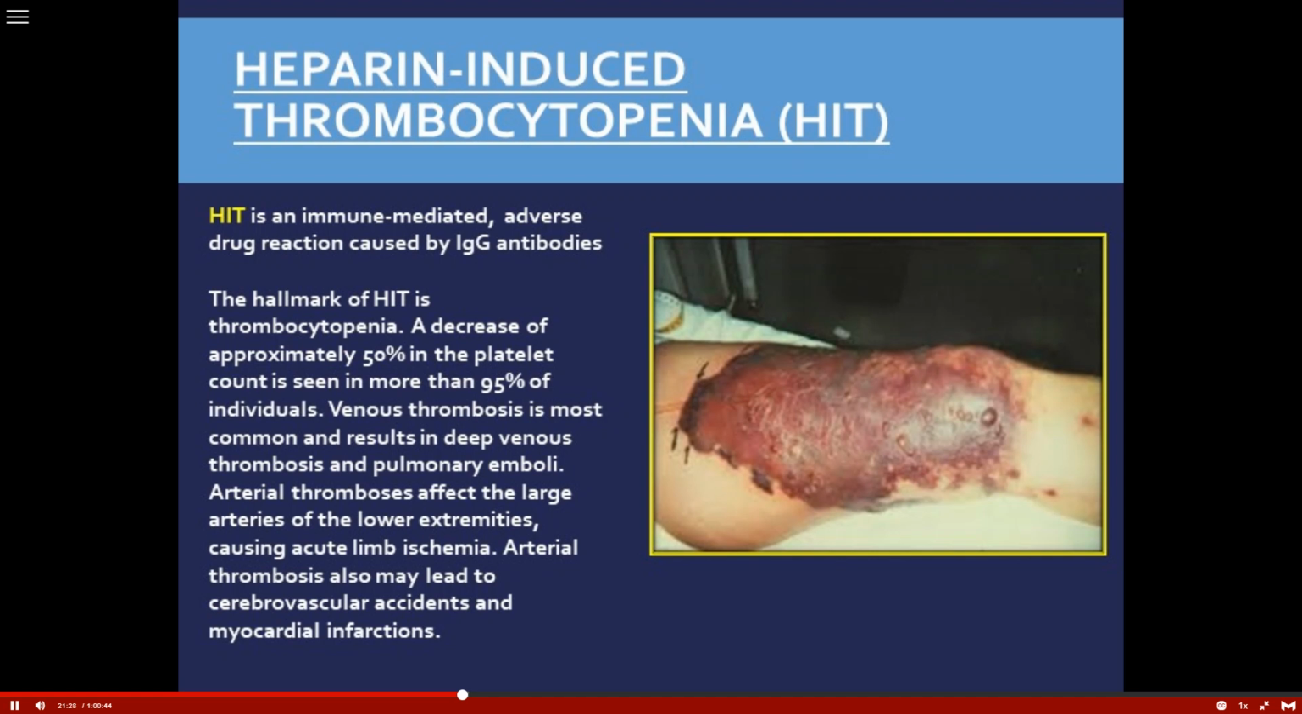So HIT, it's an actual immune-mediated adverse reaction. It's a drug reaction caused by IgG. And you can see this picture of what HIT looks like. But that's an outward sign of it. So it's that sloughing of the skin.